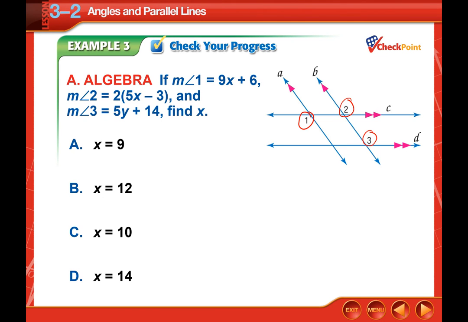Angle 2 and angle 3 are equal to one another since they are corresponding angles. So I could say 2 times (5x minus 3) is equal to 5y plus 14. Well, that doesn't really help us, does it? How can I solve if I have an x here and a y here? We need to know the relationship, really, between 1 and 2.